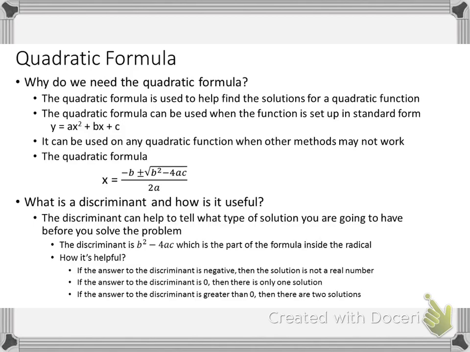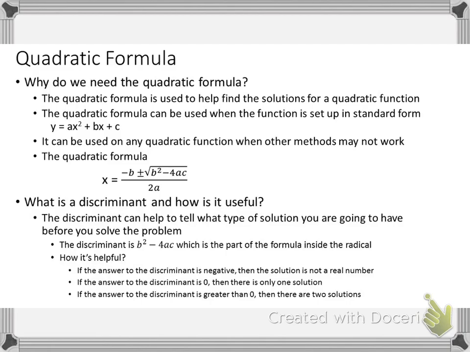Okay, so the quadratic formula can be used for anything as long as it's a quadratic in standard form, ax squared plus bx plus c, okay? It can be used on any quadratic function when other methods may not work. Now it has to be a quadratic function, which means it has to have x squared, okay? And it can have just x squared to use the quadratic formula. All right, it doesn't have to have the b and it doesn't have to have the c, but it does have to have ax squared.